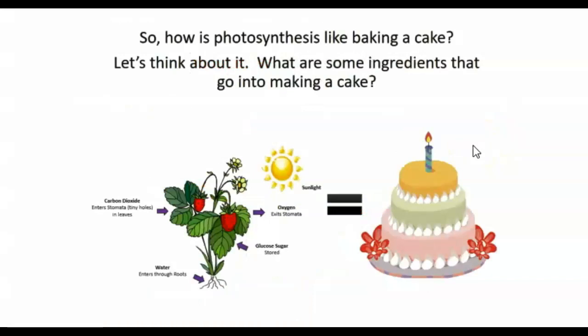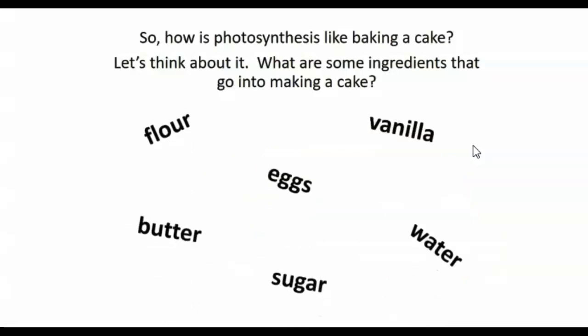If you think about the process of photosynthesis, it's actually quite similar to baking a cake. If you think about the ingredients that go into baking a cake, you may think about things like flour, butter, egg, sugar, vanilla, and water.